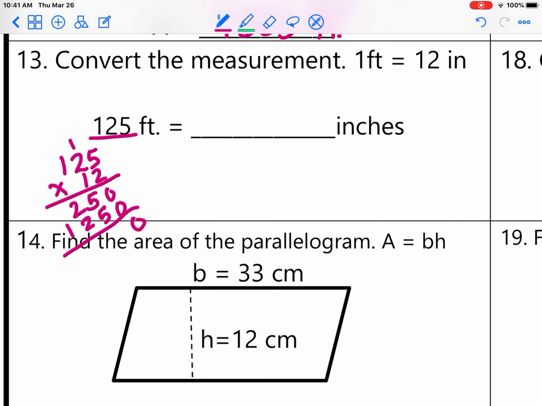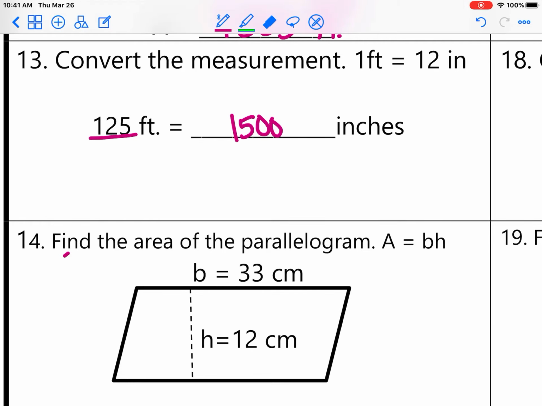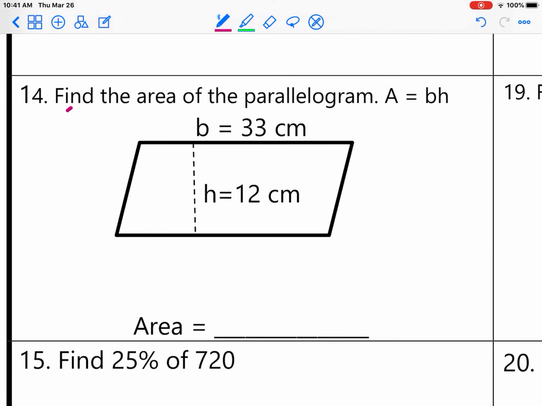0 plus 0 is 0. 5 plus 5 is 10. 2 plus 2 is 4, plus 1 is 5. So that is 1,500 inches. I'm going to erase that word because I can't stand the messiness of it. All right? So converting from feet to inches is easy. You just multiply the number of feet times 12.